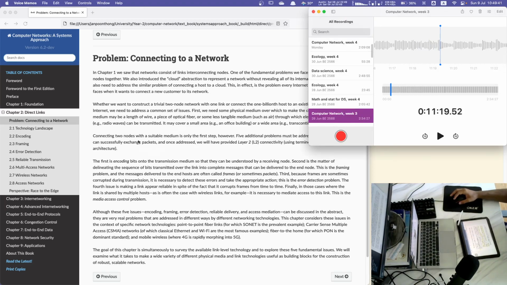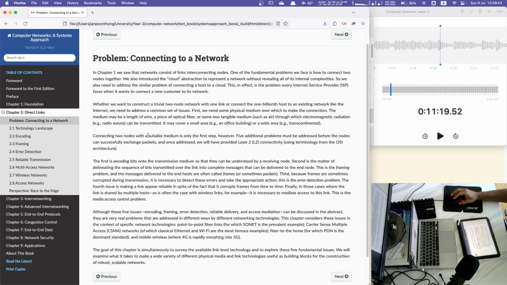Connecting two nodes with a suitable medium is only the first step. However, five additional problems must be addressed before the nodes can successfully exchange packets. And once addressed, we will have provided layer 2 connectivity. Layer 2, which is the data link layer.